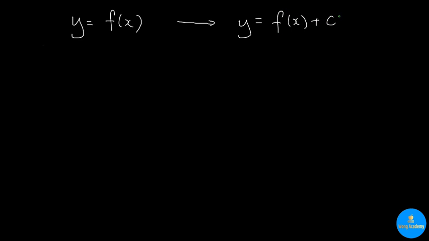Let's summarize what we have seen. If we have the equation y equals f(x) for some function f acting on x, now changed into y equals f(x) plus c, where c is a real number that can be positive or negative, then what we have done is a vertical shift of the graph.